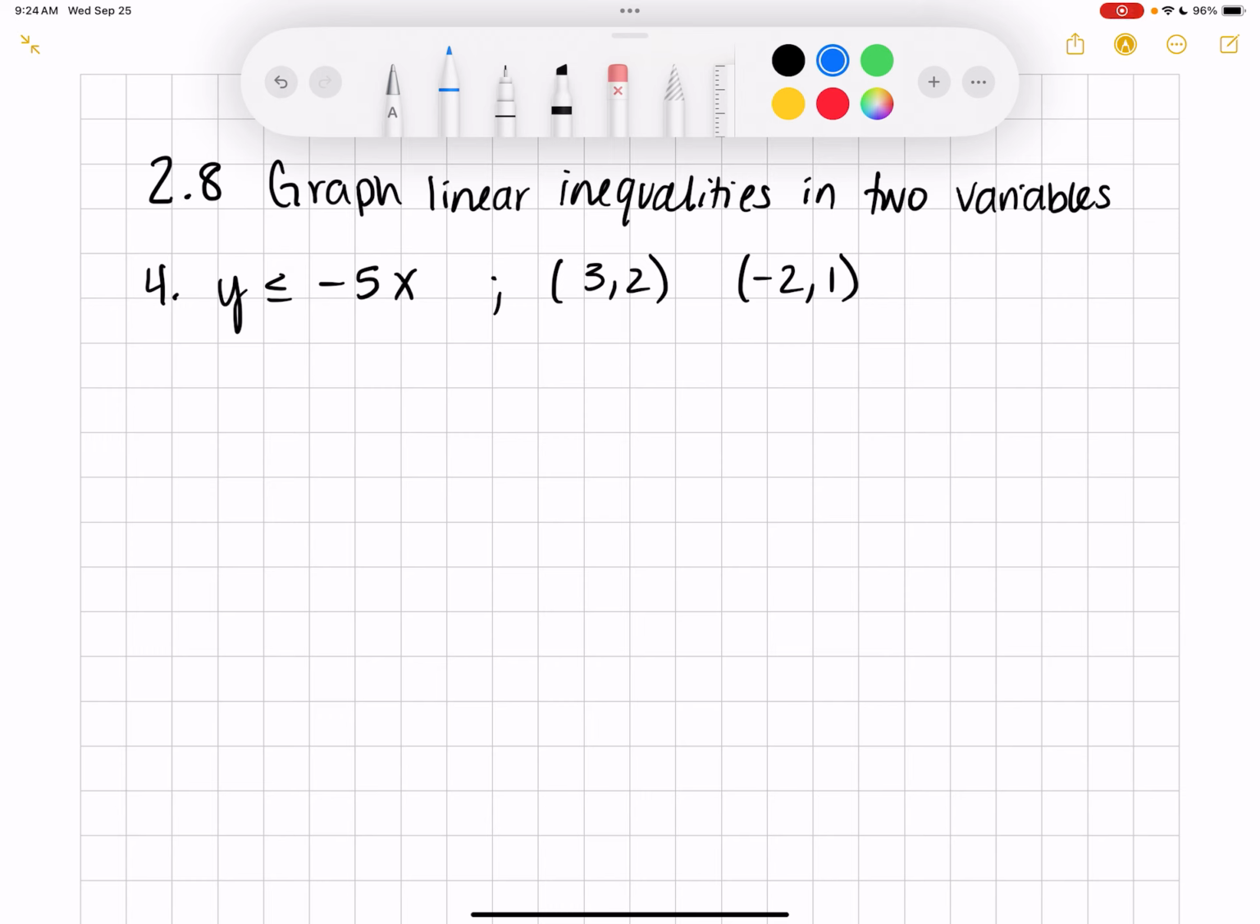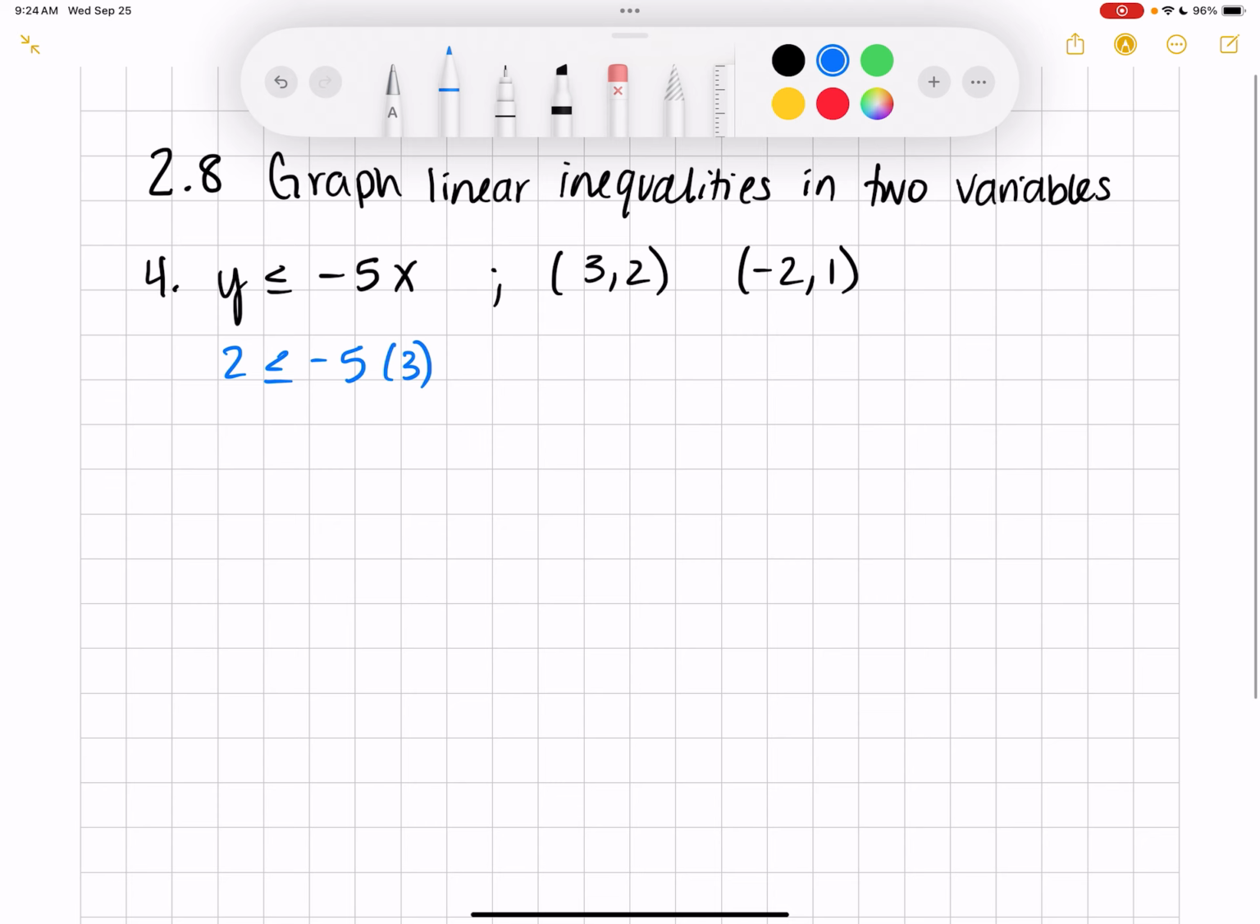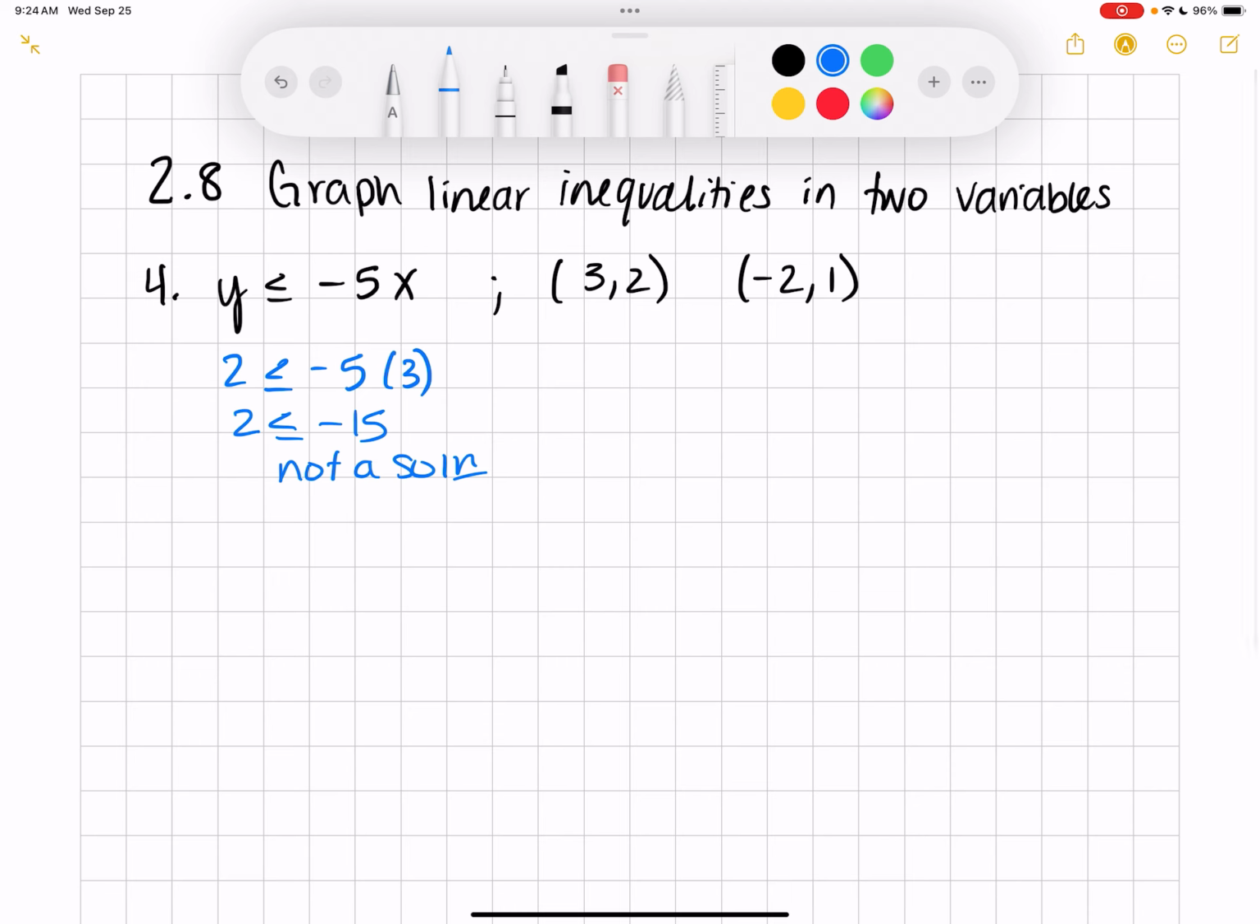So we plug it in: 2 less than or equal to negative 5 times 3. So 2 less than or equal to negative 15. Is this a solution? No. Then plugging in the other one, 1 is less than or equal to negative 5 times negative 2. So 1 is less than or equal to 10. Is that a solution? Yes. So that's all you have to do on ones like that.